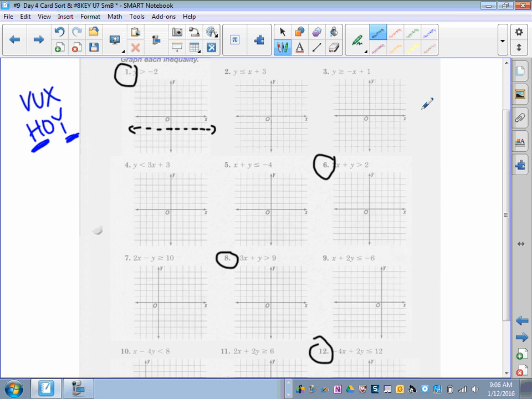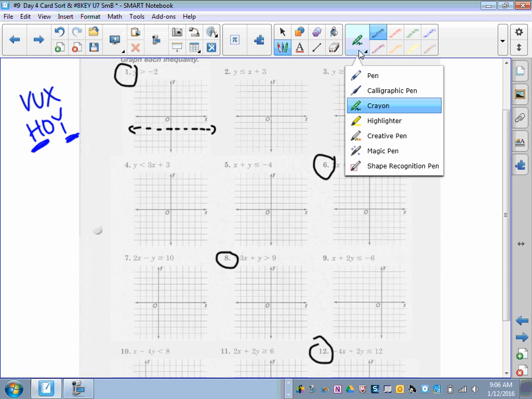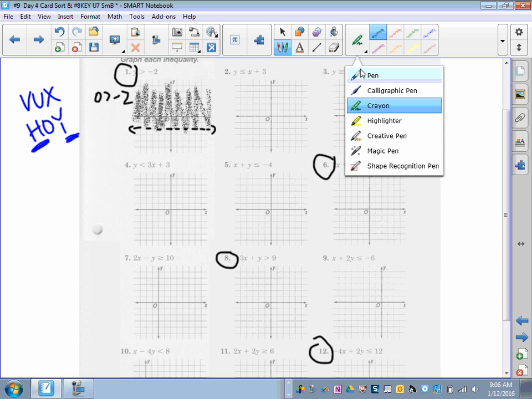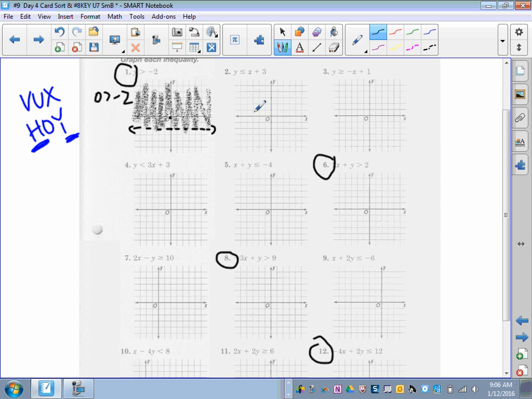Okay, so y is greater than -2. So if I take the test point 0, 0 and put it in, I end up getting 0 is greater than -2. Is that true? Yes. 0 is larger than any negative number. So that means I'm going to shade which side? Above or below? Above. Good, where the 0 is. Because 0, 0 is right here, so that needs to be in the shaded area.